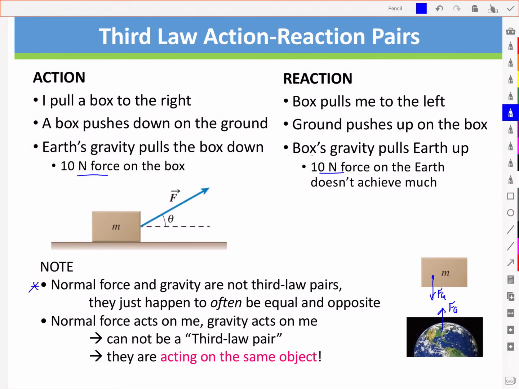And so it's important to notice that the normal force and gravity that you see acting on that box are not third law pairs. So the normal force that we see acting upward and the gravitational force that we see pulling it downward are not third law pairs. They often are equal and opposite for an object that's on a flat surface, but they're acting on the same object. The normal force acts on the box, gravity acts on the box, and so they cannot be a third law pair.